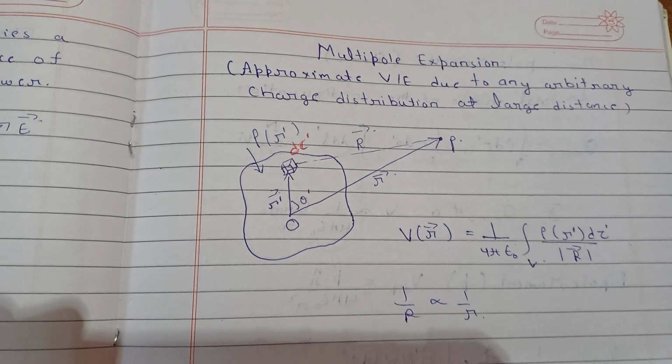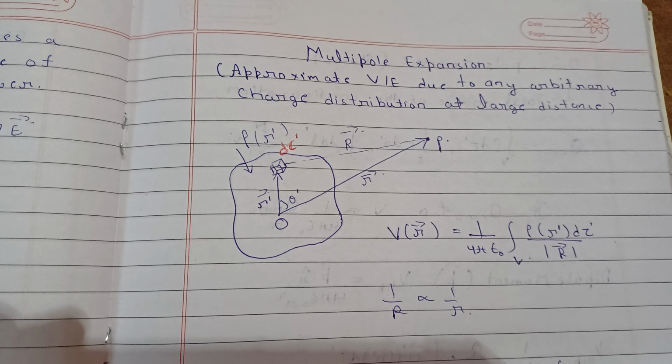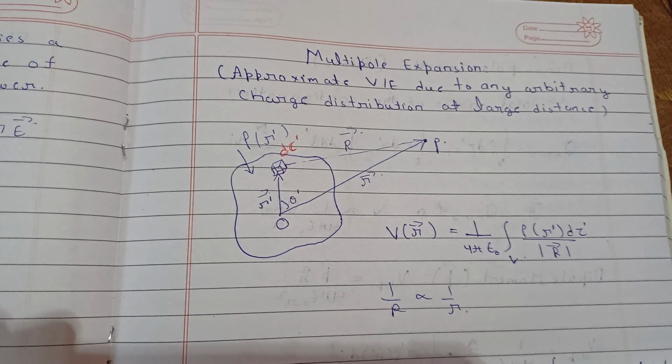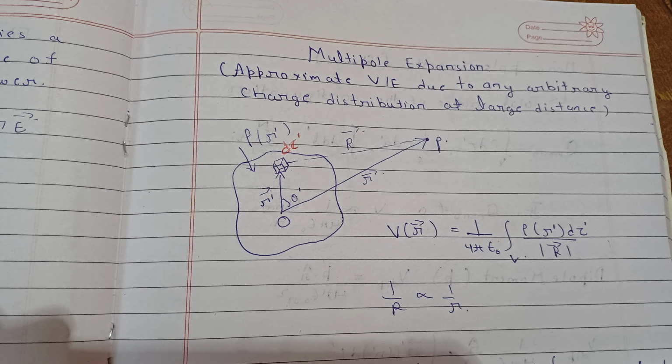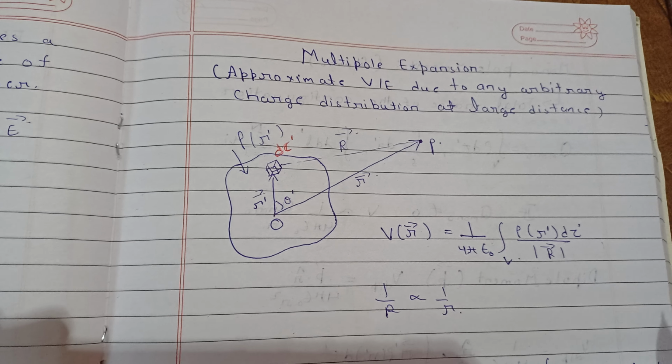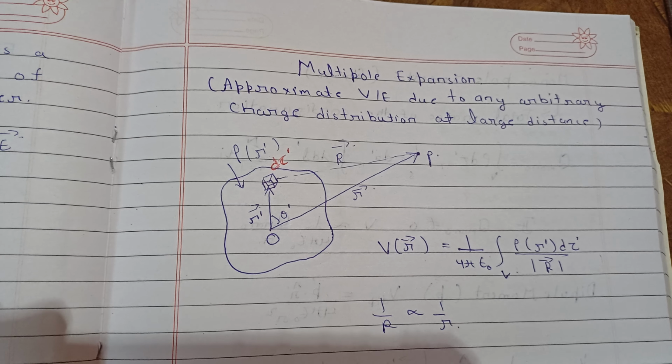So hello everyone, this is lecture 14 for electricity and magnetism. In the last lecture we completed the boundary conditions, where we studied how the electric field, potential and displacement vector change at the interface. And today we'll see the multipole expansion.